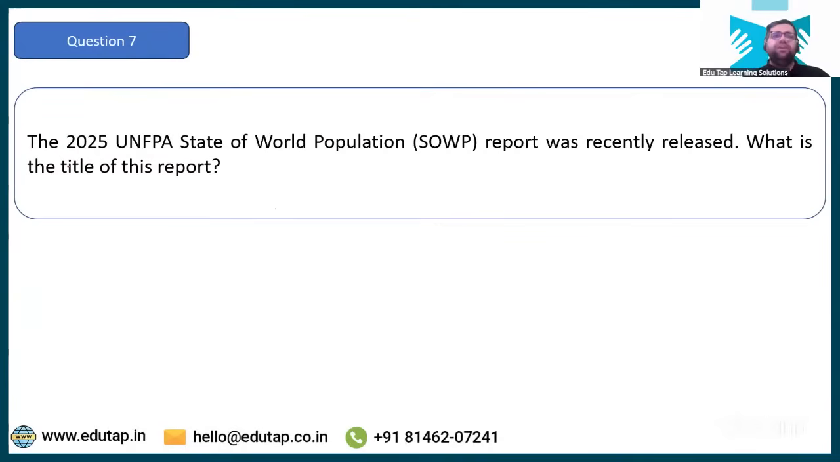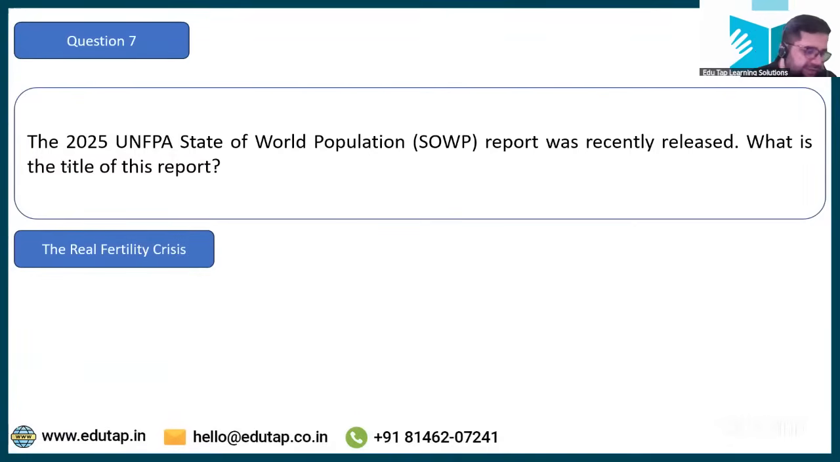Moving forward to question number 7. In 2025, UNFPA State of Population report was released. What is the title of this particular report? They have asked you this question. So the correct answer will be The Real Fertility Crisis.